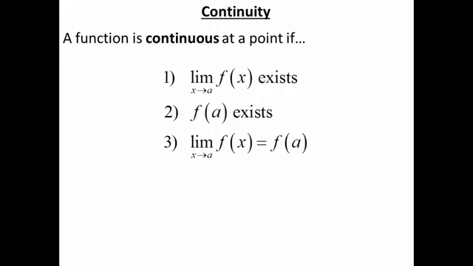First, the limit has to exist. Second, the function has to exist. And third, the limit has to equal the function. If the limit exists, if the function exists, and they exist at the same point, we call this a continuous function at that point.